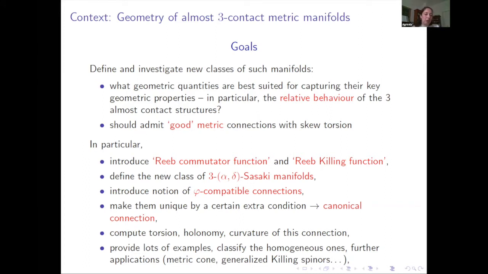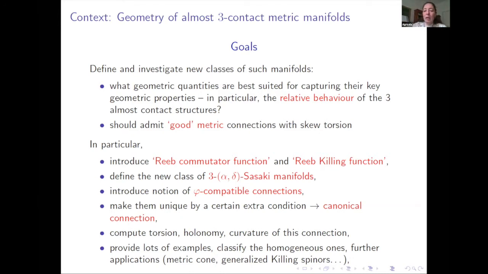And the class should not be so general that you can't say anything reasonable about it, but it should in particular be restrictive enough to admit a good metric connection with skew torsion, because we know by now that, well, metric connection obviously because it's a Riemannian manifold, and skew torsion has turned out to be very suitable for studying such geometries like in G2 geometry, Ilka manifolds, and many other examples.